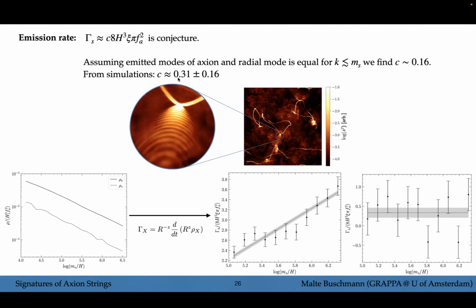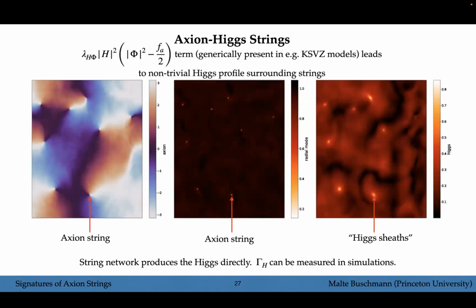It's somewhat larger, but that's not unexpected, given that in our simulations we have all these kinks that we can see in this image over here. So it basically makes some sense that it is a little bit larger, but it's somewhat consistent. So this is the emission rate from just radial modes that can then decay into standard model particles. But that's not the only way you can produce standard model particles with axion strings. The other method is through a coupling to the Higgs.